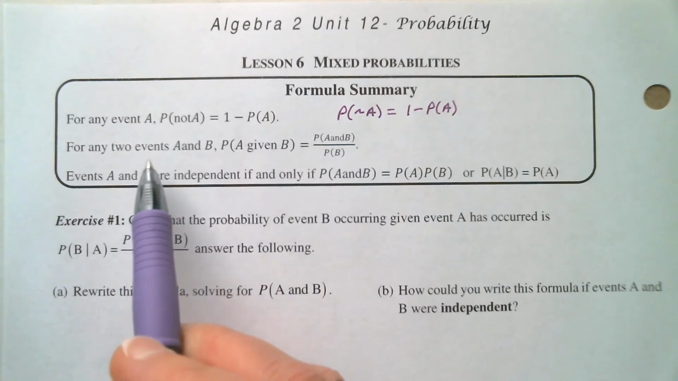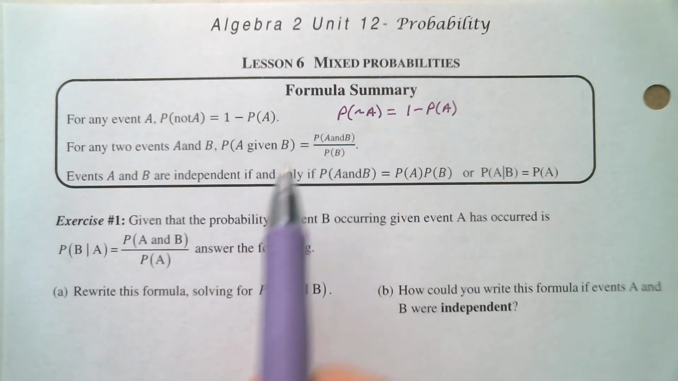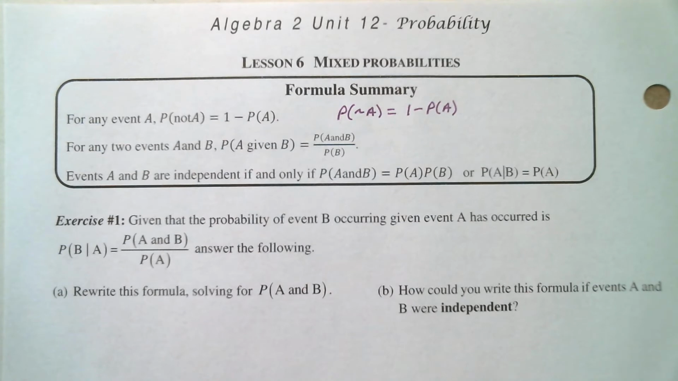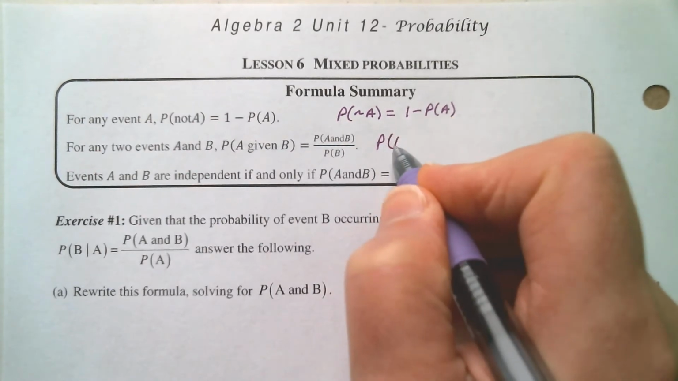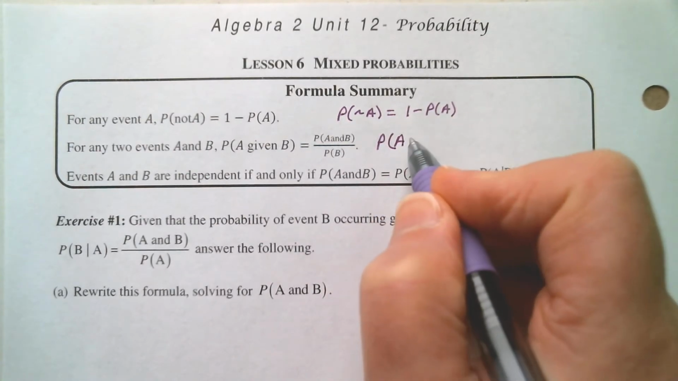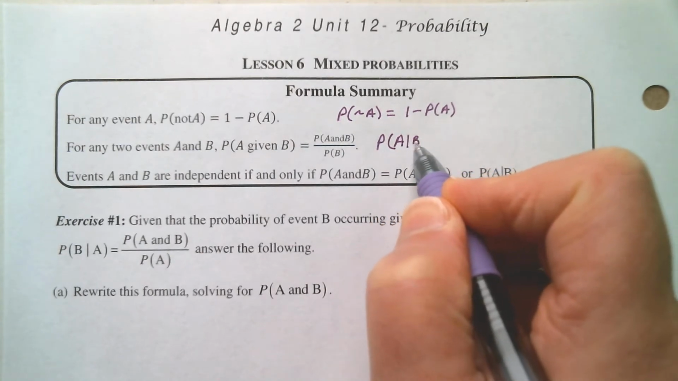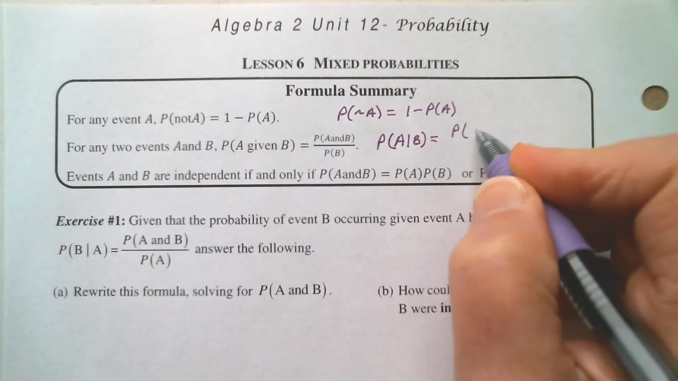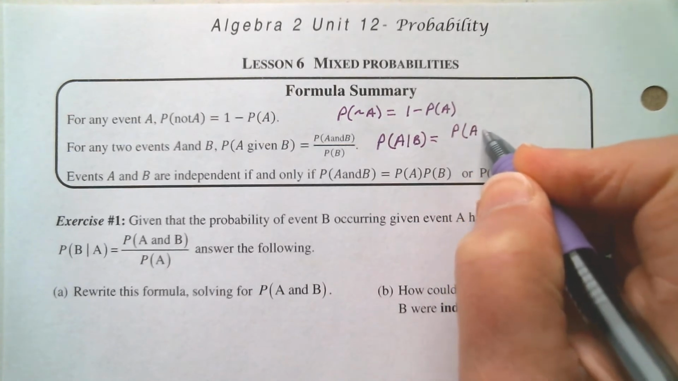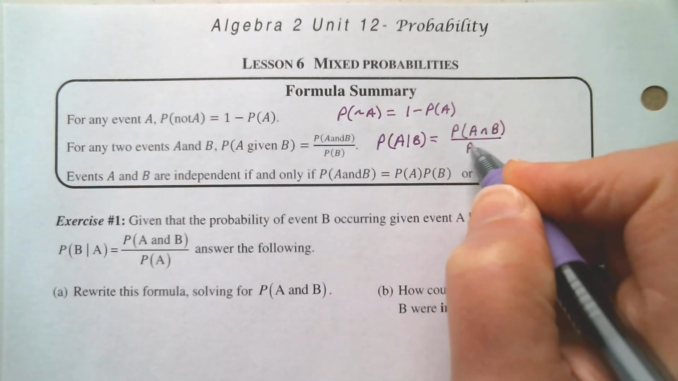For any two events, A and B, the probability of A given B is equal to the probability of A and B divided by the probability of B. So we know that our symbol for given is this vertical segment, so the probability of A given B is equal to the probability of A and B, which is this symbol, over the probability of B.